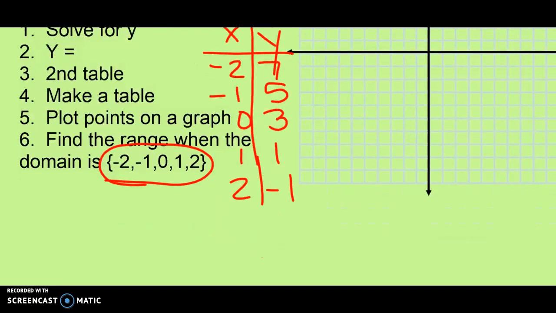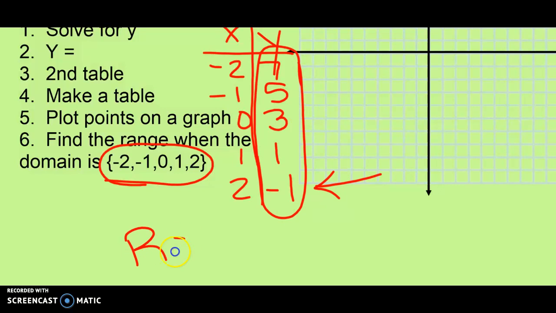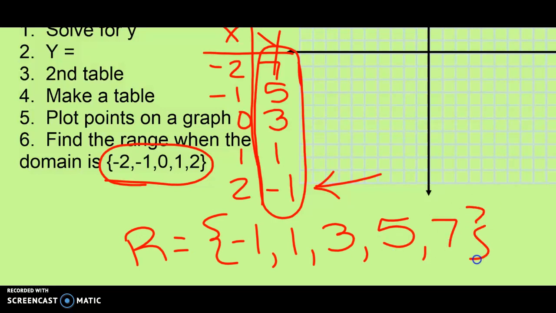So your range is, now you got to put it in number line order. So your smallest y is actually -1. So your range is -1, 1, 3, 5, and 7.